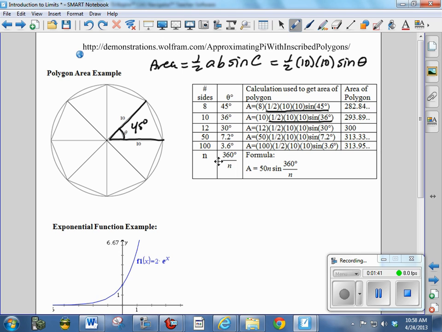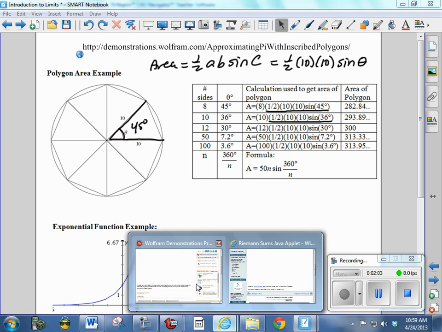In general, we can say that with n triangles, each of the angles would be 360 divided by n. So we would have 50 as the 1/2 times 10 times 10, which is common to all of these. So 50 times n times sine of 360 divided by n. What happens as n goes to infinity? Well, we're going to look at a little something online that has a picture of this.